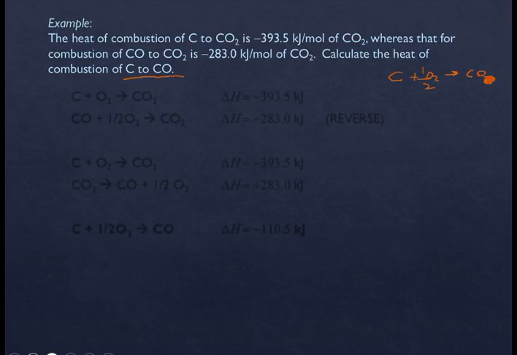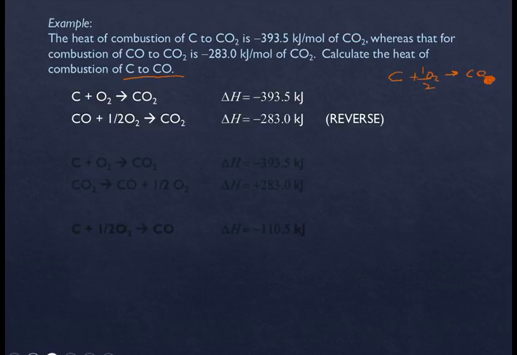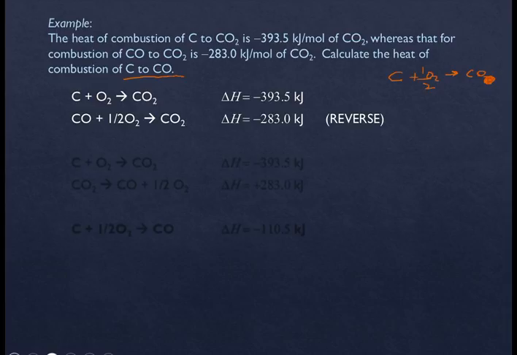Good, a lot of leaps in this question. First reaction, you have to have oxygen to make carbon dioxide, and there's our value. Combustion of carbon monoxide to carbon dioxide requires more oxygen, so we would add oxygen to that reaction, but it's reversed. And so at that point we can simplify what we've got to get the goal reaction.